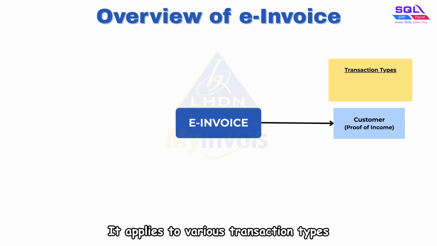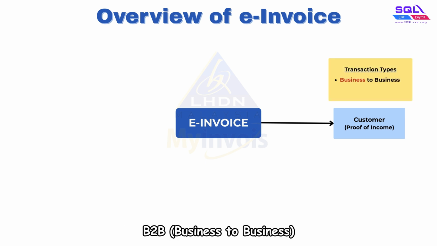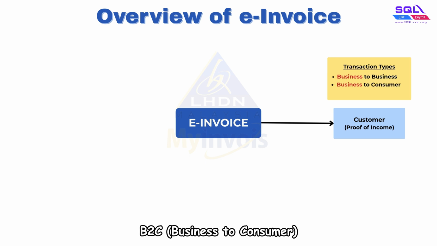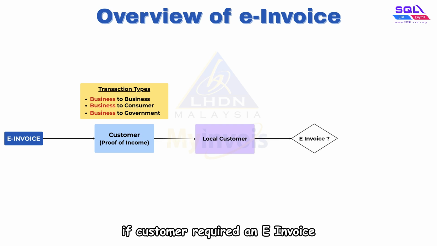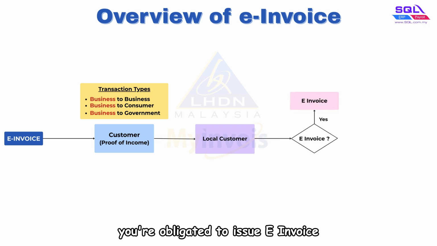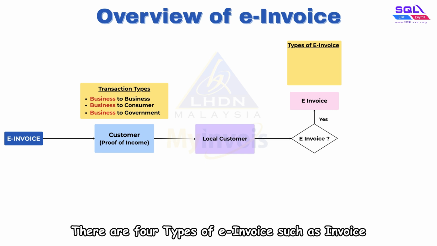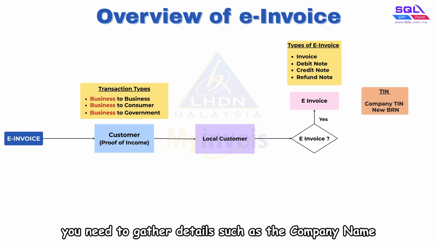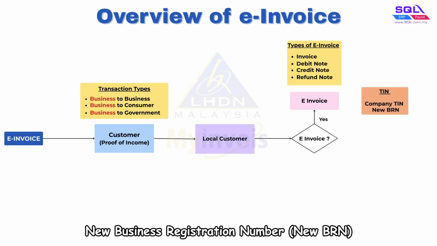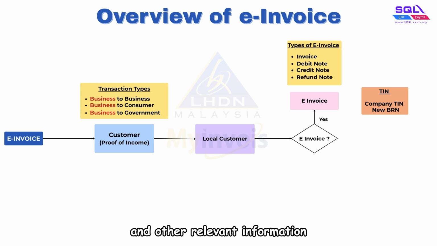It applies to various transaction types: business to business, business to consumer, business to government. For local customers, if the customer requires an e-invoice, you're obligated to issue an e-invoice. There are 4 types of e-invoice such as invoice, debit note, credit note, and refund note. To issue an e-invoice, you need to gather details such as the company name, tax identification number, new business registration number, and other relevant information.